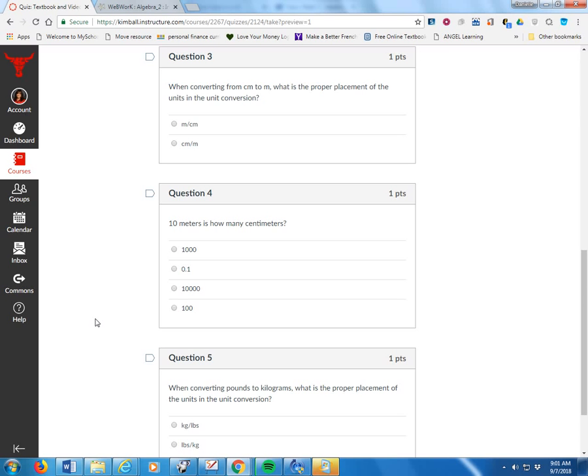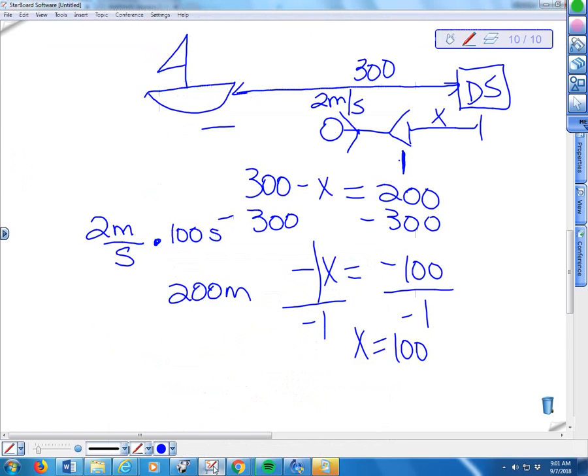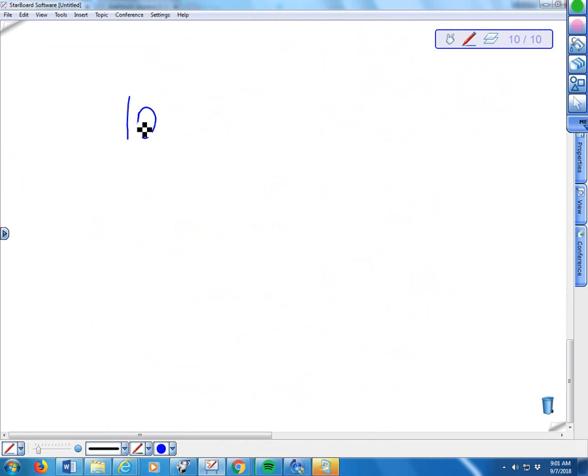When converting from centimeters to meters, what's the proper placement of the units in the unit conversion? So if I have 10 centimeters and I want to convert that to meters, what do I know the ratio is from centimeters to meters? 1,000 meters. No. 100 centimeters in 1 meter, right?